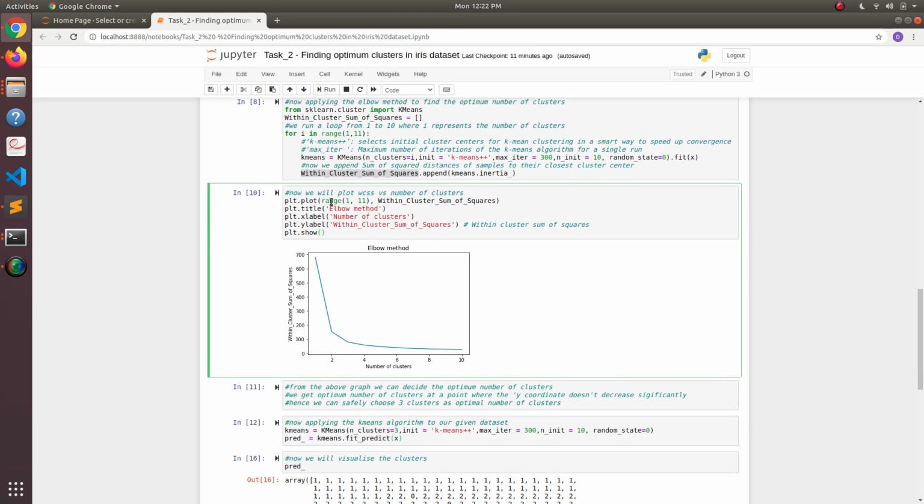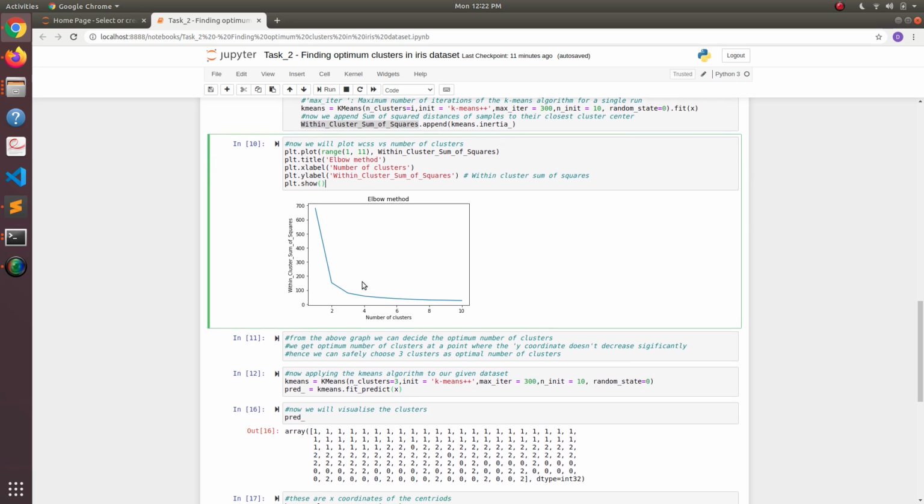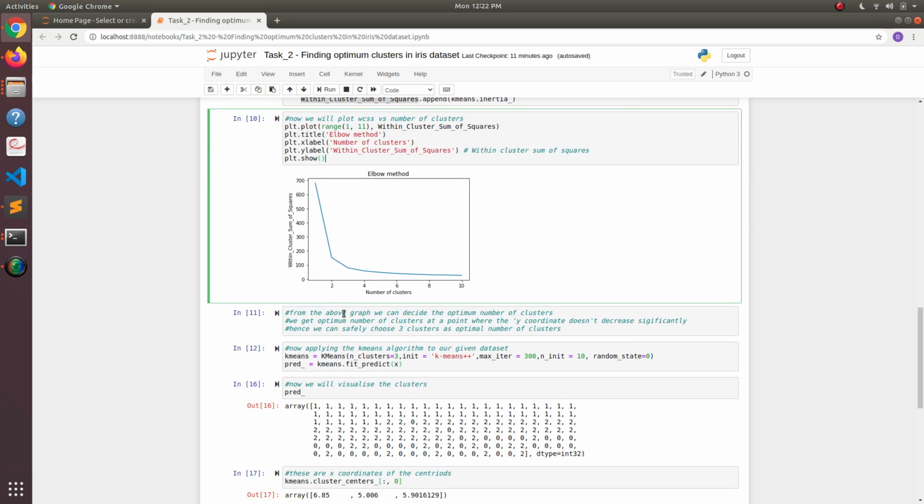Now we plot the WCSS versus number of clusters. This is also called the elbow method. From the above graph, we can decide the optimum number of clusters. We get the optimum number of clusters at a point where the y coordinate doesn't decrease significantly. Hence, we can safely choose 3 clusters as the optimal number of clusters.